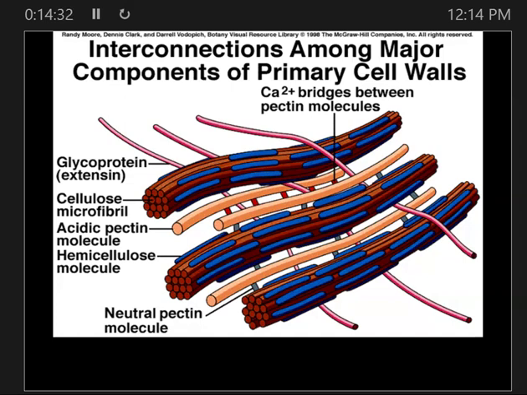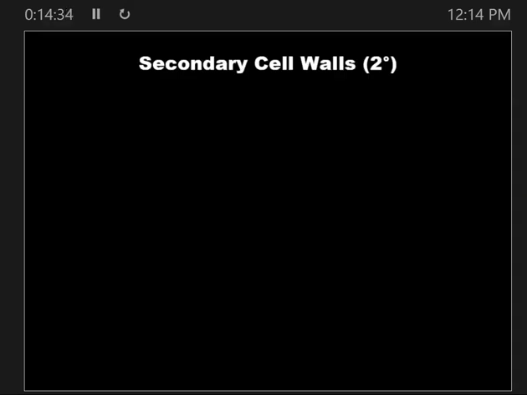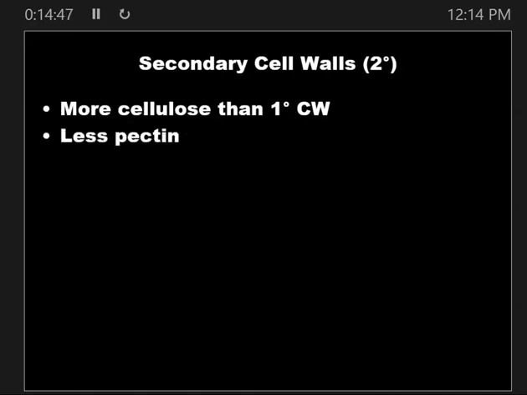Okay, now the secondary cell wall. There's some similarities, but in that image I showed you, it's thicker typically than the primary. So there's more cellulose. They've beefed up the cellulose content. There's actually less pectin, probably to make room for the cellulose. And it has an additional chemical that you don't find in the primary. So this is lignin. And lignin is even stronger than cellulose.